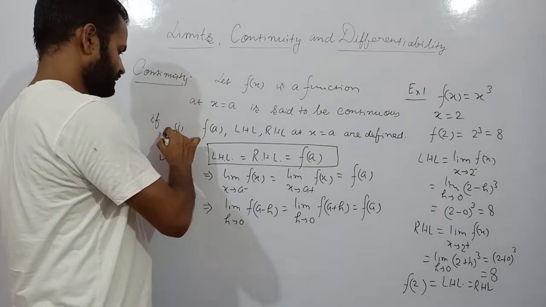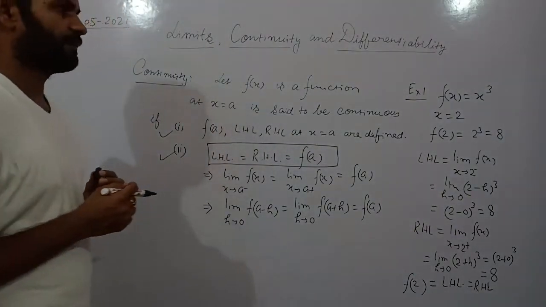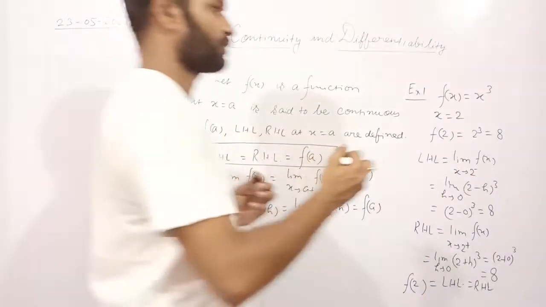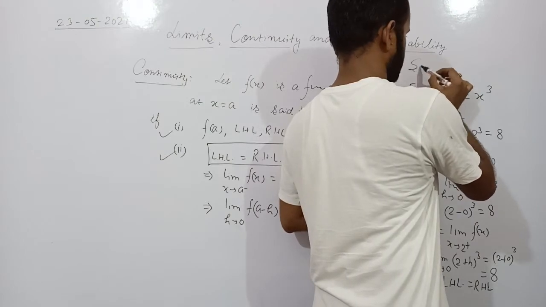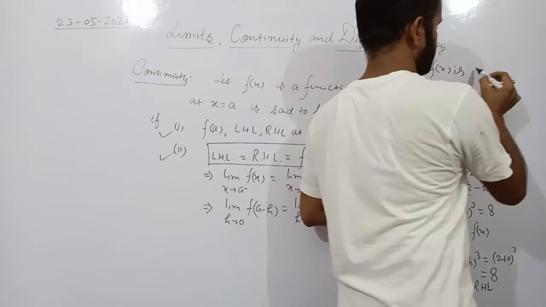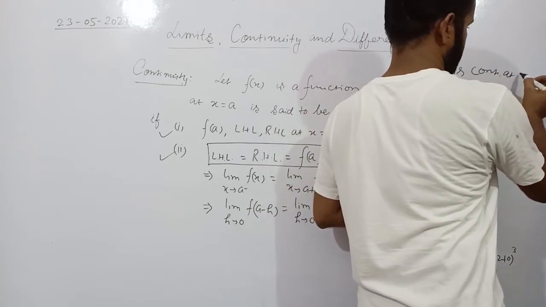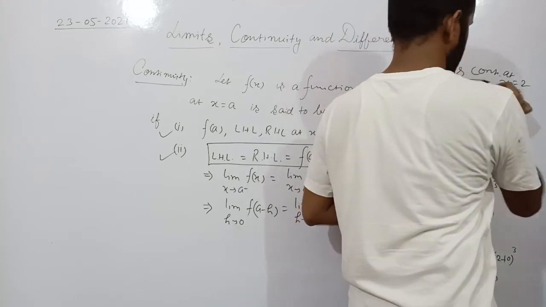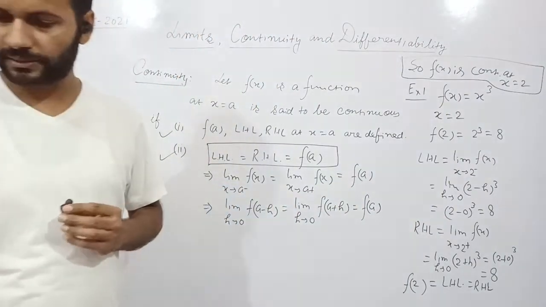So if both conditions are satisfied in a problem, then you can say f(x) is continuous at x equals 2. Here I am getting less space, so writing here. So f(x) is continuous at x equals 2. This is our answer. Okay, students?